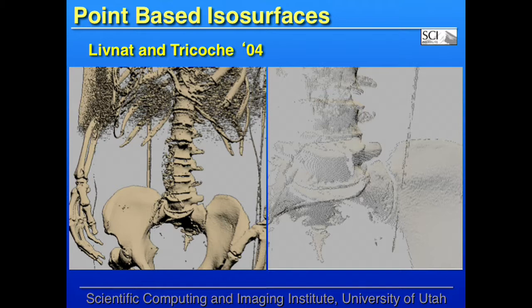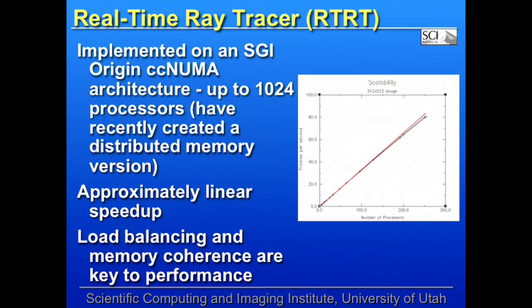And so there was a set of papers, Yard and Livnet and Trikosh wrote, and others started doing these point-based systems in which you could speed up the isosurface extraction process by a huge amount. And then there are also the parallel ray tracing methods. We're not going to create any kind of primitives for triangles at all. Why bother to create those triangles?